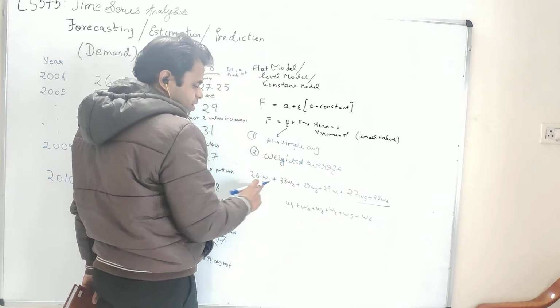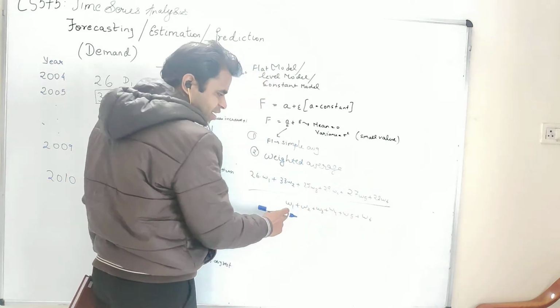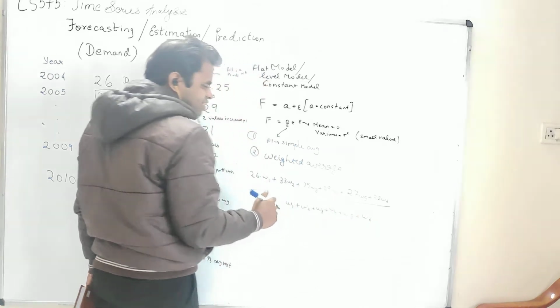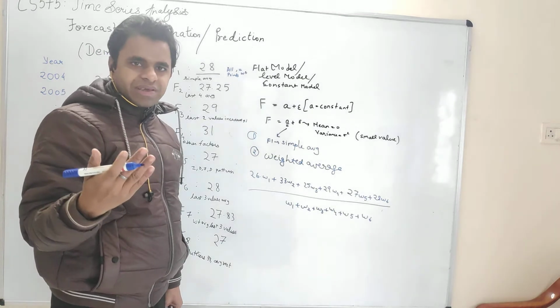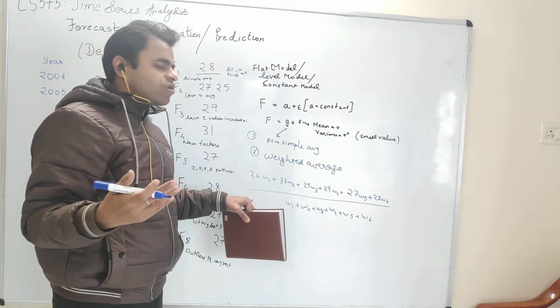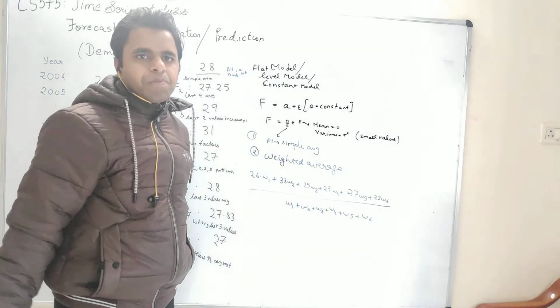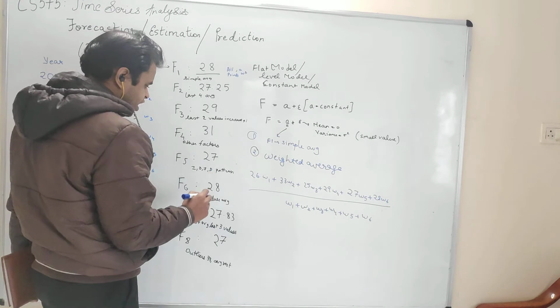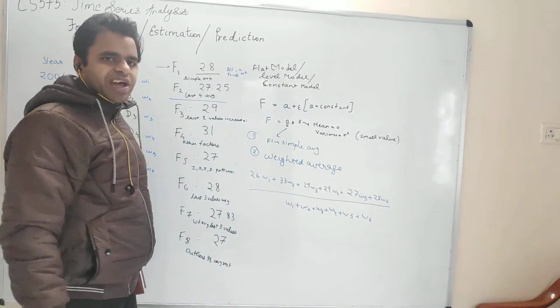So the numerator will be 26, 33, 25, 29, 27, 28. And the denominator will be, since all the weights are 1, 1 plus 1 plus 1, 6 times, which is 6. Which is nothing but a simple mean. So if you remember the formula for the weighted mean, and all the weights are 1, it basically reduces to simple mean.